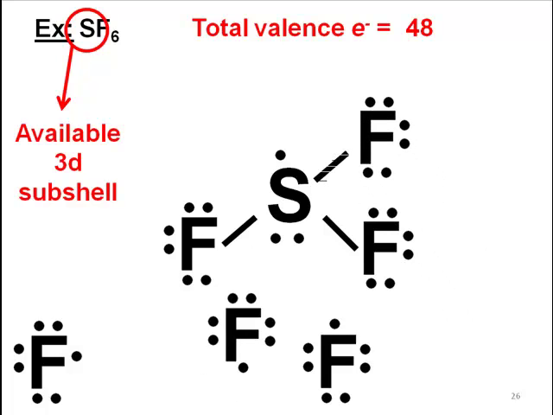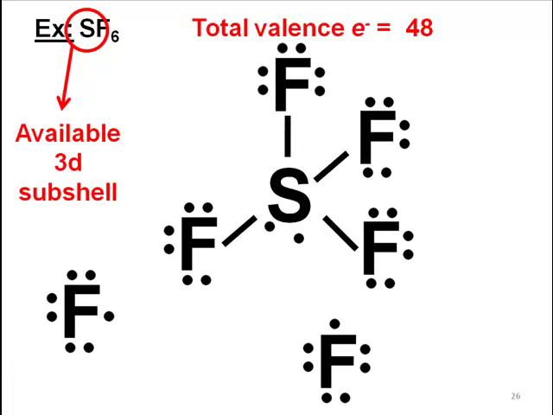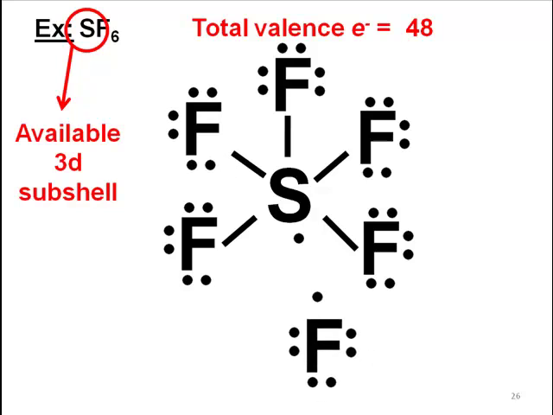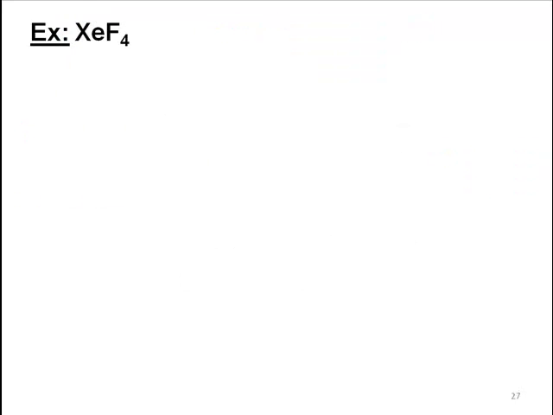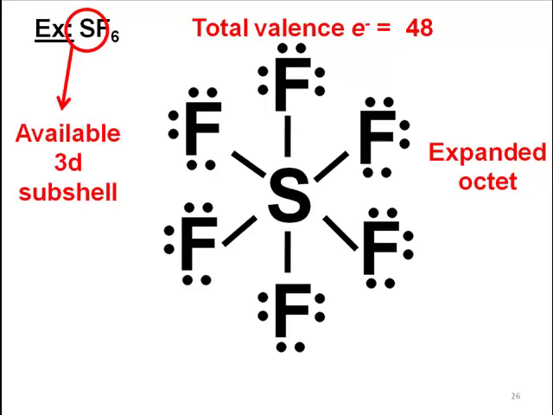So that one gets placed there. That one gets placed there. That one gets placed there. And there's our last one that is expanded octet. Okay, this is how you can have some molecules that don't fulfill the octet rule. So this is SF6.